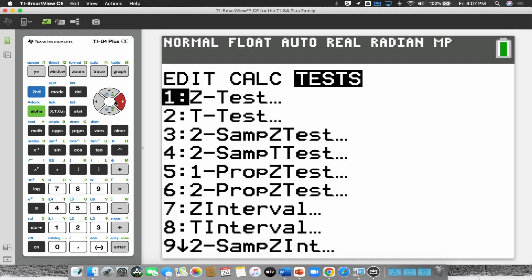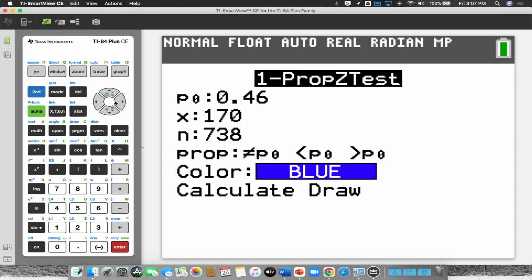Well, this is a proportions, right? So we want it to say proportions. So that leaves 5 and 6. We only had one sample from the one town, right? So it's one proportion z-test, which is number 5. Okay.